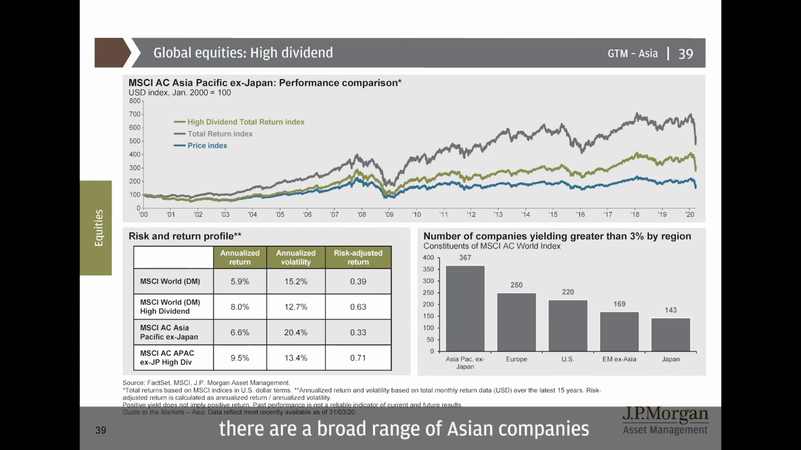For equities, there is a broad range of Asian companies offering attractive yields from both growth and defensive sectors. In alternatives, real assets and real estate also have low correlation with the equity markets, but offer respectable yields to those investors who have long-term investment objectives.